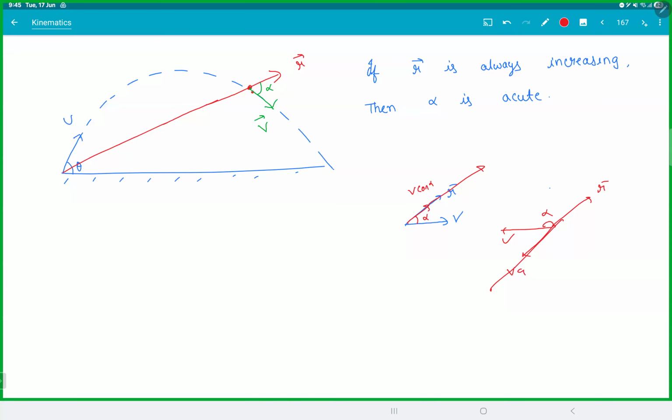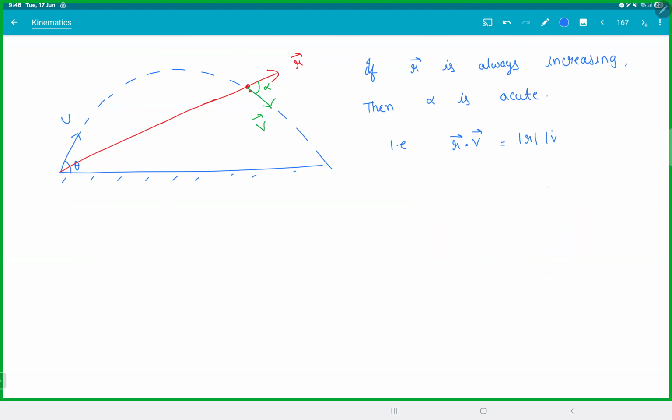Is that making sense? If the angle alpha between V bar and R bar is acute, then R bar will always increase. So R bar dot V bar must be greater than 0. If the angle is acute, then R bar dot V bar must be greater than 0 because it equals mod R bar, mod V bar, cos alpha. If alpha is acute, cos alpha will be positive. If alpha is obtuse, it will be negative. This must be greater than 0. So indirectly, the dot product must be greater than 0 if R bar is increasing. Is that making sense, everyone?